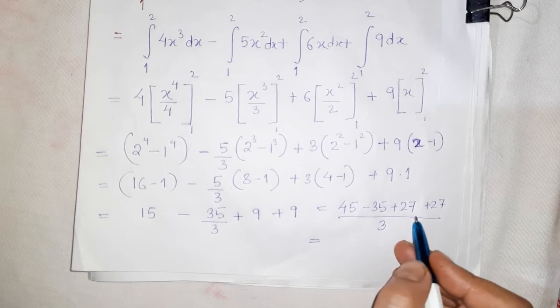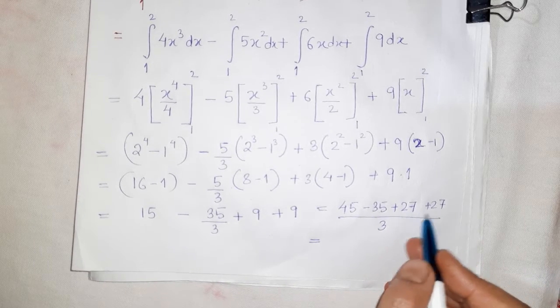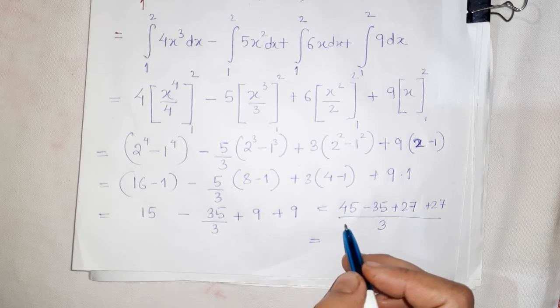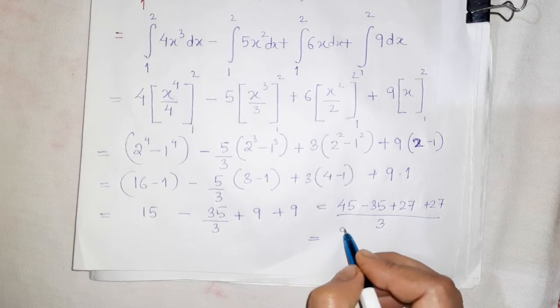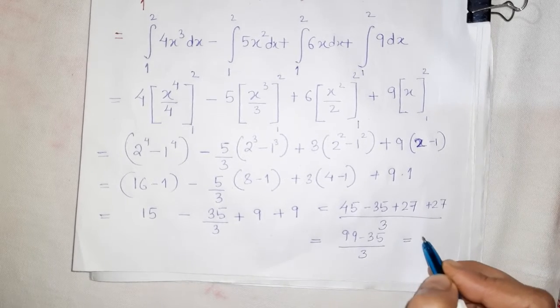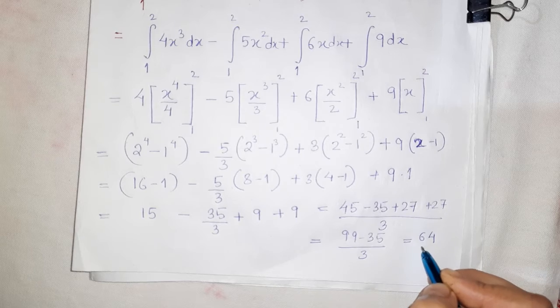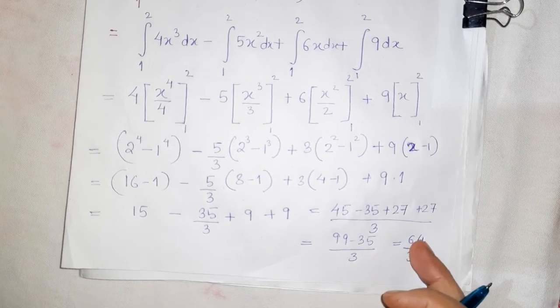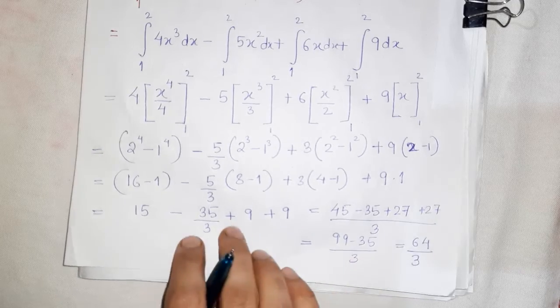Now if you solve this, you will get 45 minus 35 plus 27 plus 27 by 3. So we will get 54 plus 45, 99 minus 35 by 3. So we get 64 by 3. So our value will be 64 by 3.